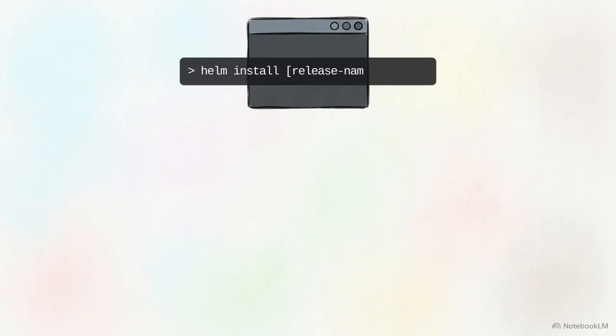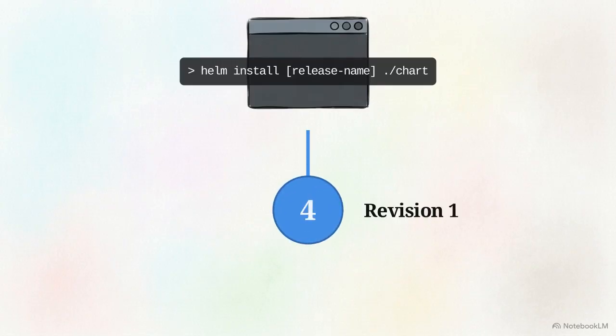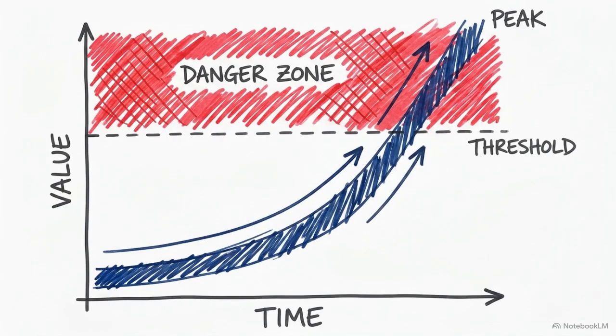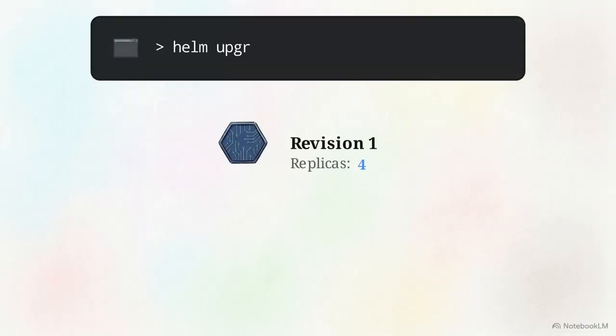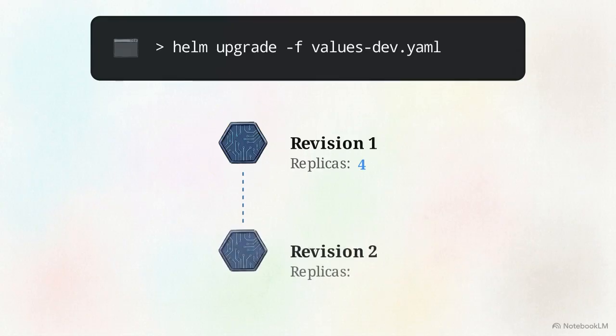The lifecycle begins when you run the primary installation command against your target directory. Running helm install compiles templates, applies resources, and creates revision 1 inside the cluster. Suppose traffic spikes, and you need to scale up the application using a specific configuration file built for your development environment. Instead of reinstalling, you execute the helm upgrade command, passing the values-dev.yaml file. Helm analyzes the active deployment, applies the new replica count, and generates a new sequential node, revision 2.